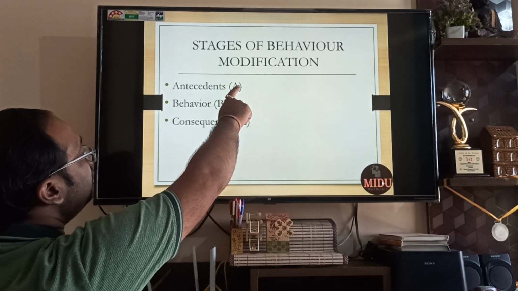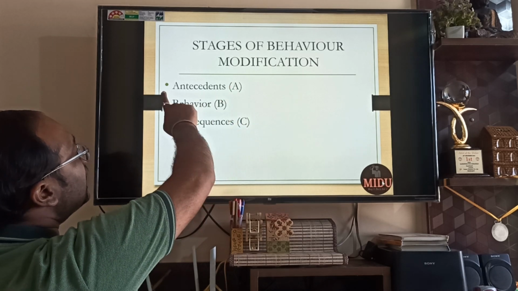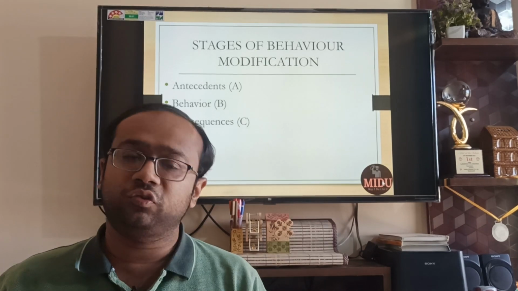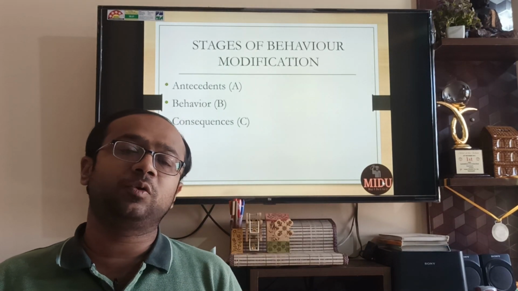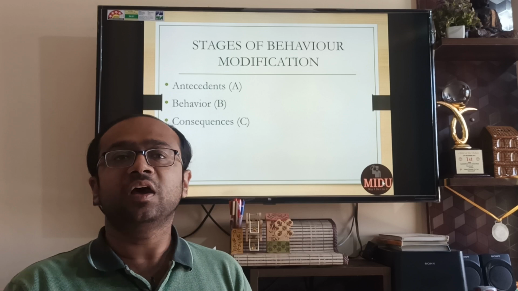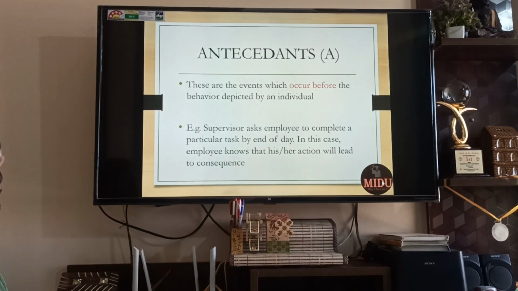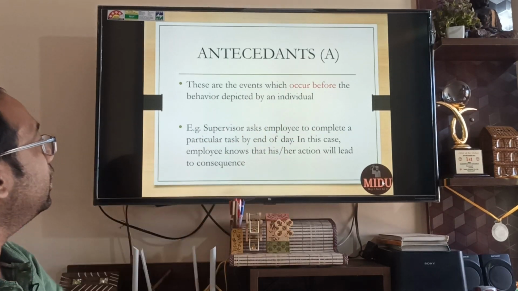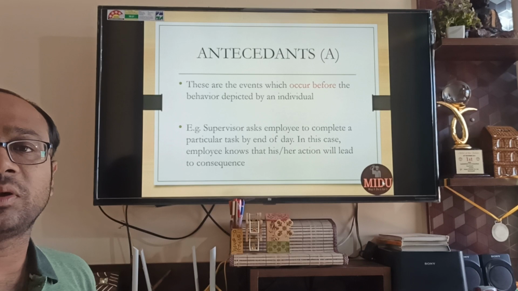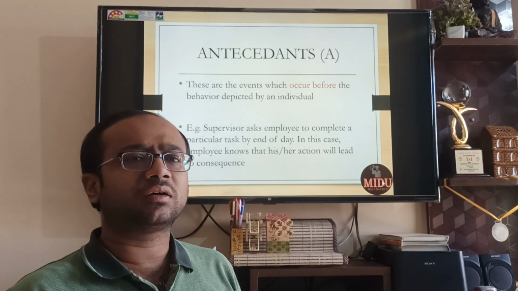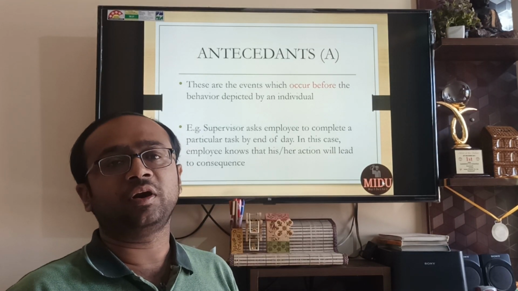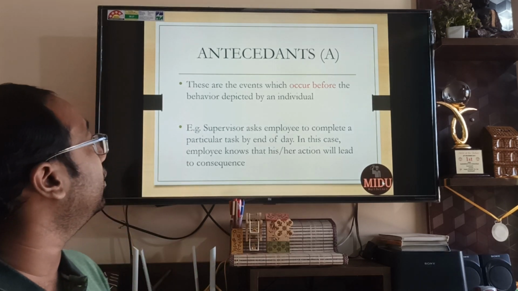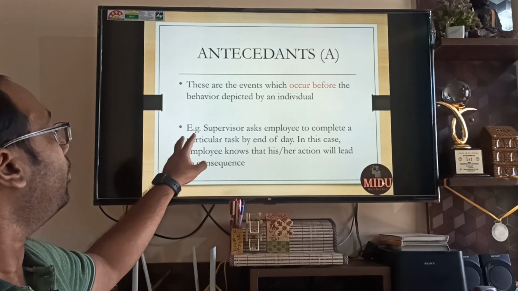What are the various stages of this behavior modification? It happens in 3 stages. It is easy to learn through ABC: antecedents, behavior, and consequences. Let us discuss what is antecedent, what is behavior, and what is consequence through a very easy example. Antecedents are the events which, see these words in red, occur before the behavior depicted by the individual. We can also call them stimuli. Some stimulus is given, and according to that you give some behavior. That is basically the antecedent.